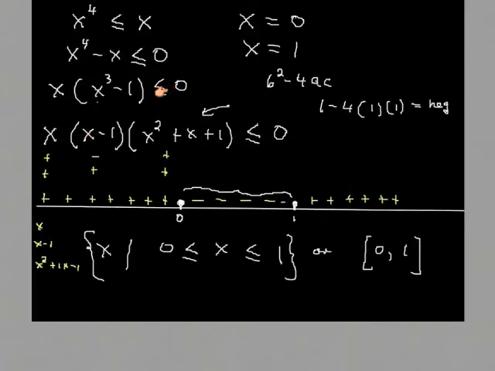You're looking for a negative region here, so your solution will be anywhere between 0 and 1: x such that 0 is less than or equal to x, which is less than or equal to 1, or you can write it down simply as the interval from 0 to 1.